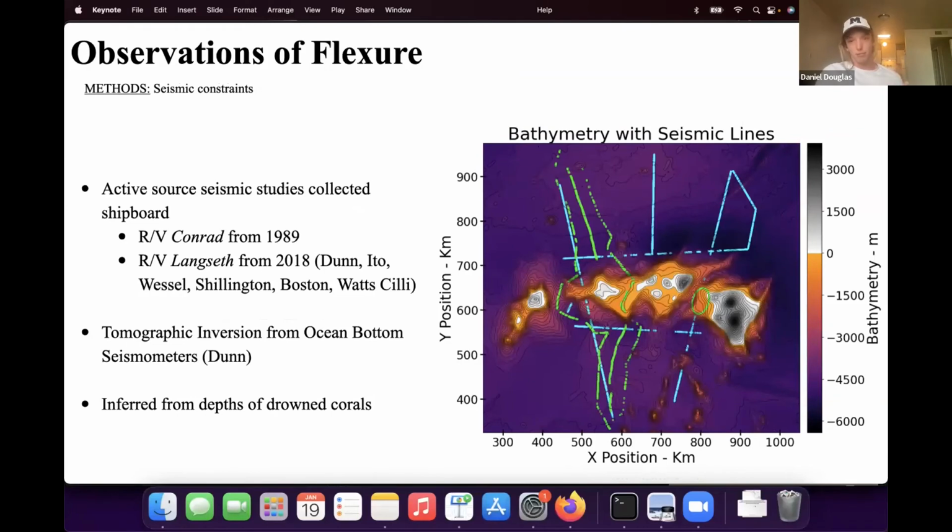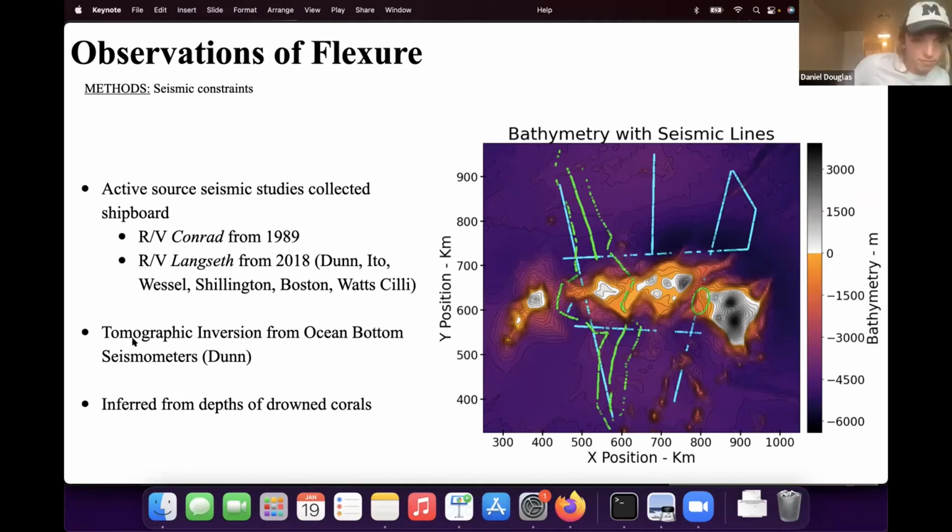And then lastly, before I show some results, the observations that we use to constrain our models: we use two different sets of active source seismic data that was collected shipboard. The first was the data set which I showed you that a previous study had, centered around the island of Oahu. These are these green lines here. And this was collected in 1989 on the RV Conrad. And then we have this new data set collected in 2018, which are these cyan lines, which run parallel and perpendicular to the island chain.